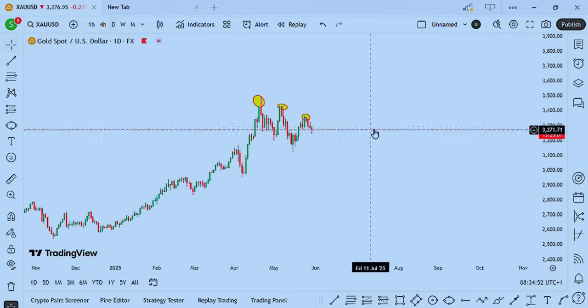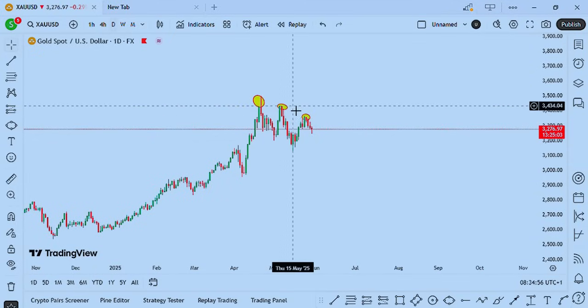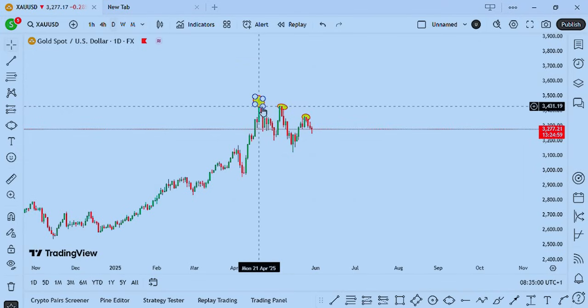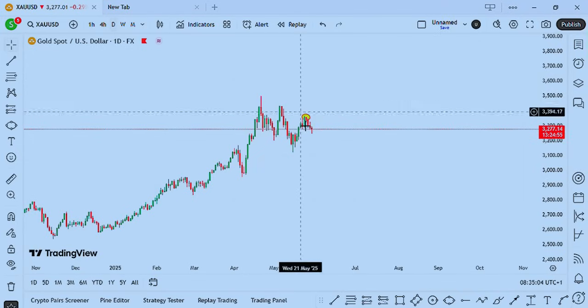This is the left shoulder, okay? All right, right shoulder, a head, you have a left shoulder. So I was able to jump on this gold trade. I will show you why I was able to jump on this trade. We are currently on this trade.